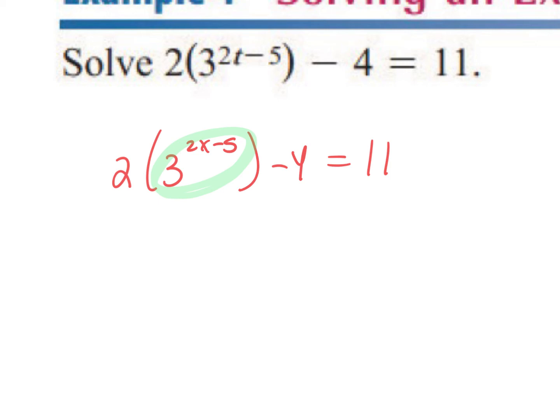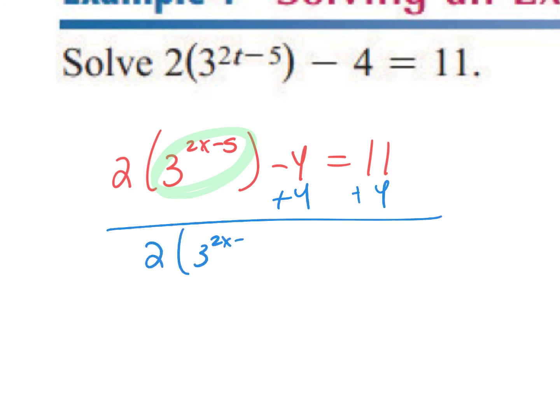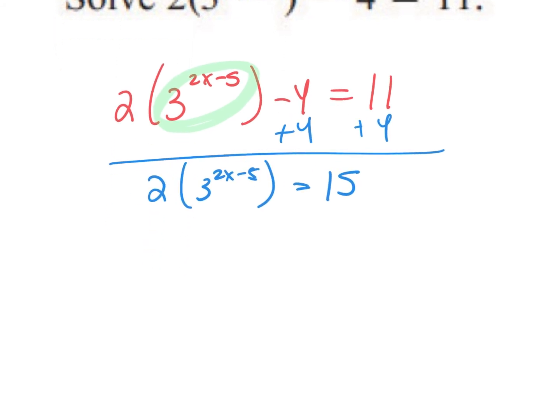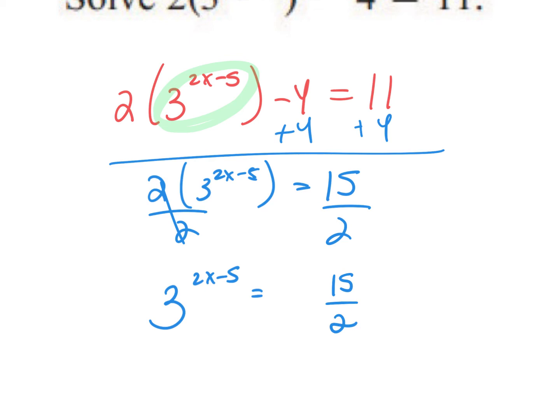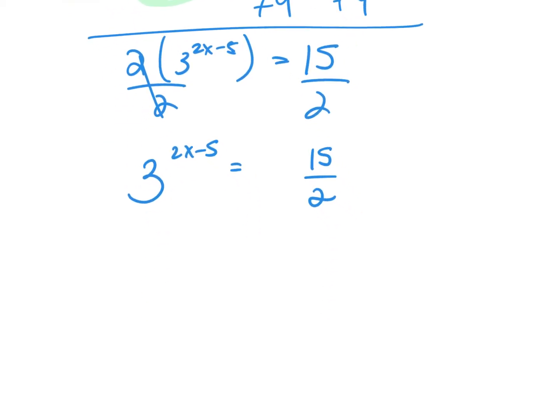So the first thing I do is add 4. Good. So I have 2 times 3 to the 2x minus 5 equals 15. Now what? Perfect. Divide by 2. So we have 3 to the 2x minus 5 equals 15 over 2. Wait as long as possible, guys, to do any division, because the more you round, the further and further away your answer gets from the exact answer. So we said here at the beginning, this was an exponential.